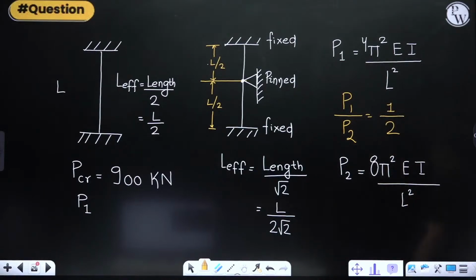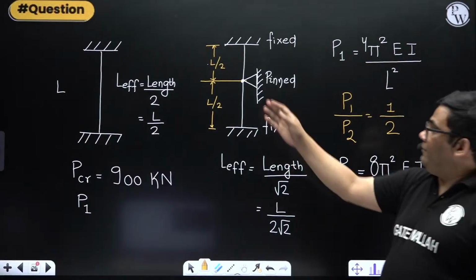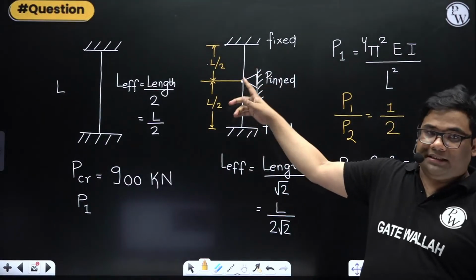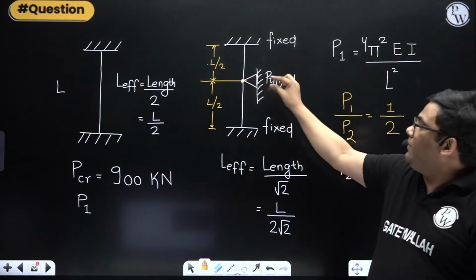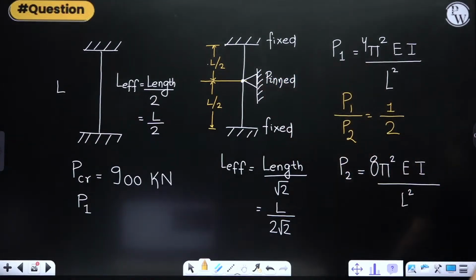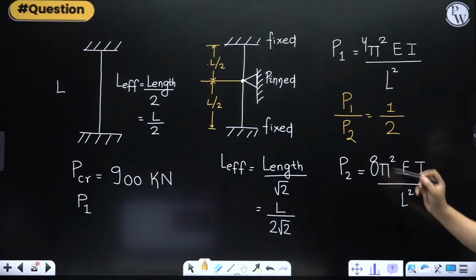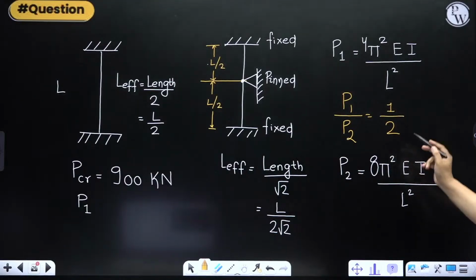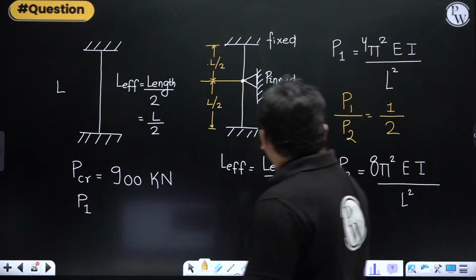See, the cross section is not changing. Whatever the cross section, suppose circular or square or rectangular or I section, T section, nothing is changing. Only we are pinned at the mid. The cross section is not changing means I will also not change. And L is not changing. What is changing? Only this 4 and 8. So P1 by P2 is equal to 1 by 2.